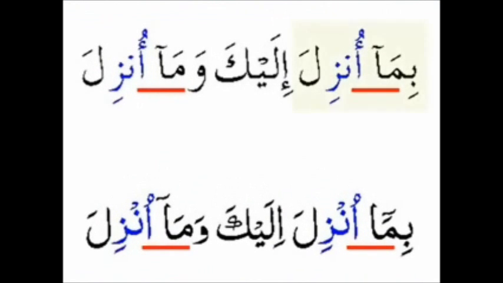Okay, another few examples here. So here we've got bima unzila, and because the ma is too long, i.e. it's fatha alif long vowel, they put a madda on it because the next word unzila begins with hamza. So again, that would be bima unzila. Okay, so the ma is 4 long. And you can see it again at the end of that sentence as well.